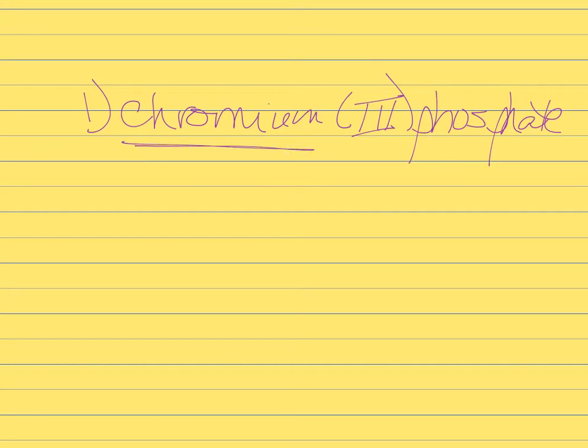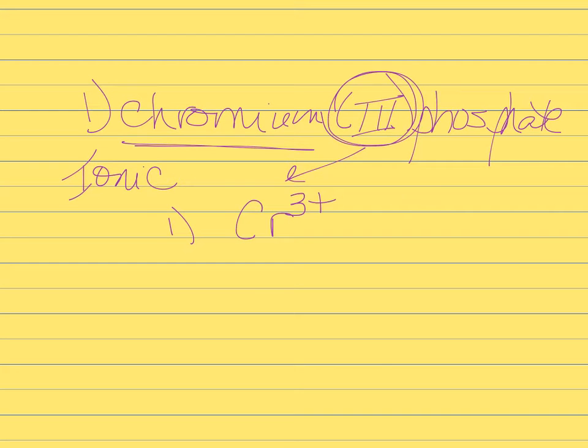Chromium is a metal, which means it's ionic, and the rules you follow for an ionic, going from a name to a formula, it's a two-step process. The first thing you want to do is draw the cation and the anion and show both of their charges. The Roman numeral tells you the charge on the chromium metal is +3. Metals always have a positive charge. Phosphate, the fact that it ends in -ate tells you that it's a polyatomic ion. So you look at your polyatomic ion list, and this is the formula for phosphate.